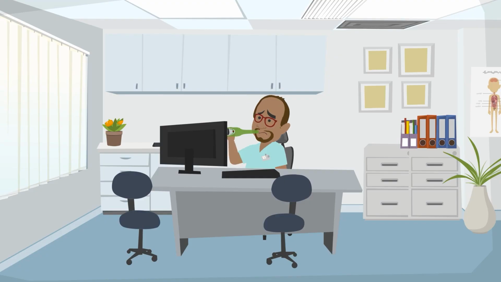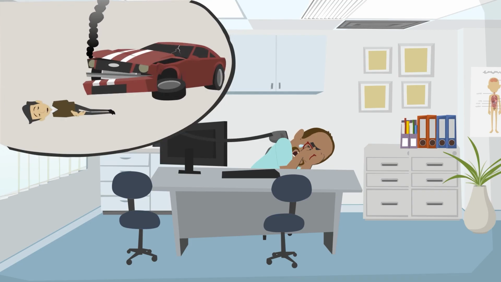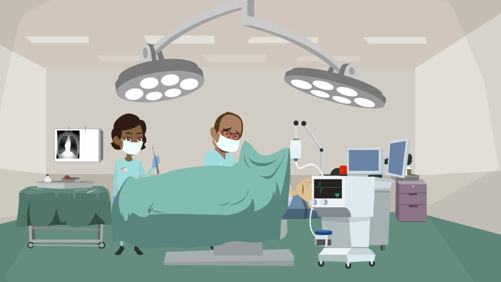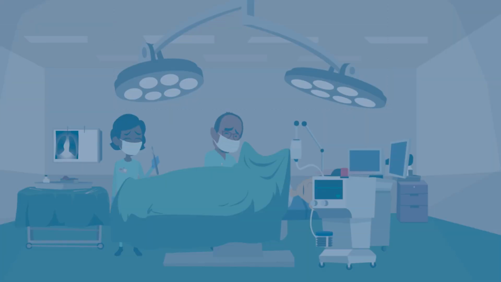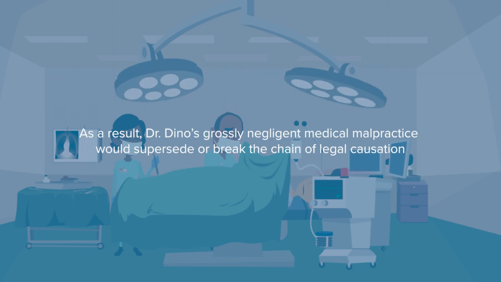Imagine, for example, that Dr. Dino is drunk, high, and in a state of complete emotional shock when he conducted Victor's operation, which happened right after he lost his child in a fatal car accident. As a result of his chaotic state of mind, Dr. Dino inadvertently slices open arteries on Victor's neck, which was multiple feet away from the gunshot wound Dr. Dino was supposed to be operating on. Under these circumstances, Dr. Dino's grossly negligent medical malpractice is a responsive intervening cause. But it's also highly abnormal or bizarre and thus unforeseeable. As a result, Dr. Dino's grossly negligent medical malpractice would supersede or break the chain of legal causation.